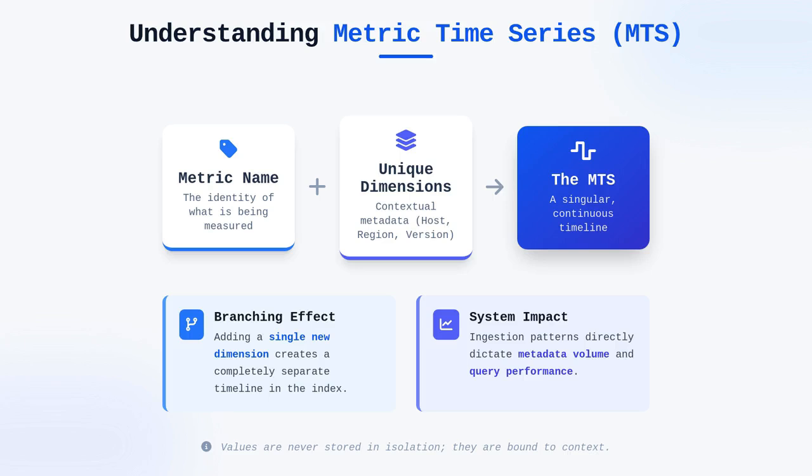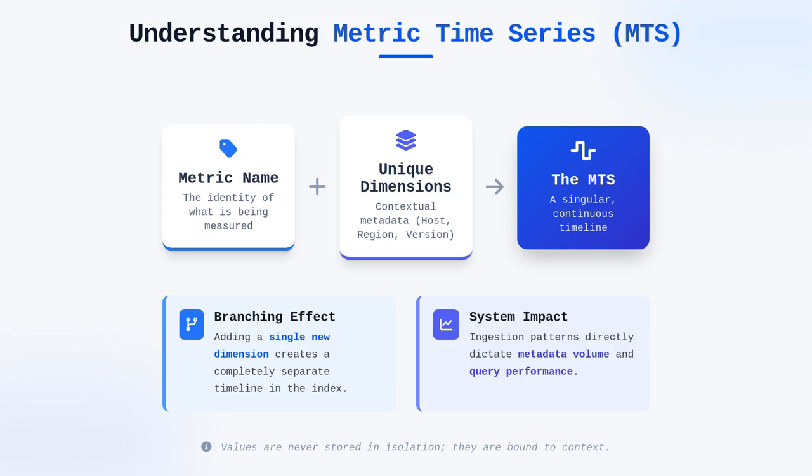To understand a metric time series, or MTS, we must first recognize that it is not merely a collection of data points, but a strictly defined identity constructed by the fusion of a metric name and a unique set of dimensions. When an agent reports a telemetry value, the system does not simply store a floating point number in isolation. Instead, it creates a binding between that value and a specific context defined by its metadata. If you collect CPU utilization for a host named Web001 in the US East 1 region, the MTS is the singular, continuous timeline generated by that exact combination.